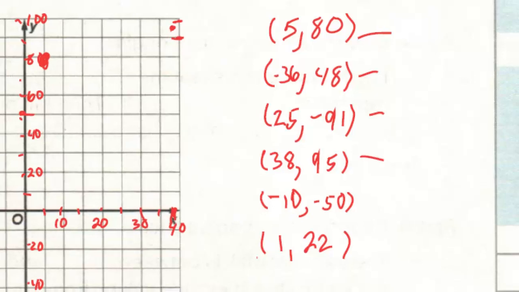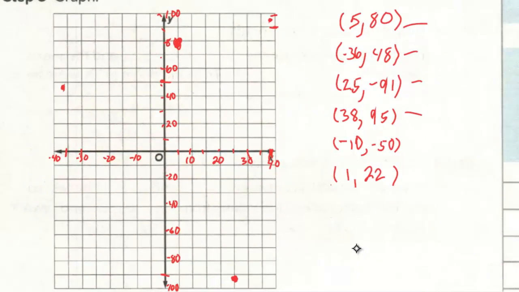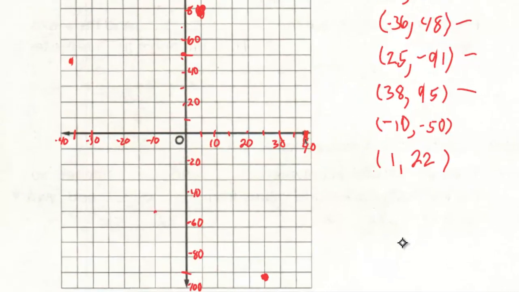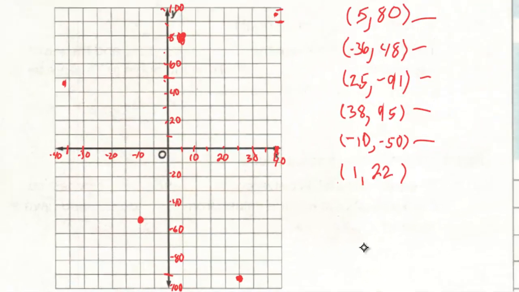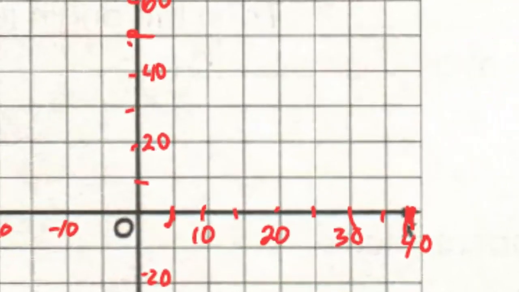Negative 10, negative 50, so left 10, down 50 should be an easy one. It's right on the scale axes, right there. And then 1 and 22. So 1 is, now we've got a 5 here, so 1 is really close to the origin. And 22 is going to be just slightly above the 20 here. So 1 and 22 almost looks like it's on the y-axis.